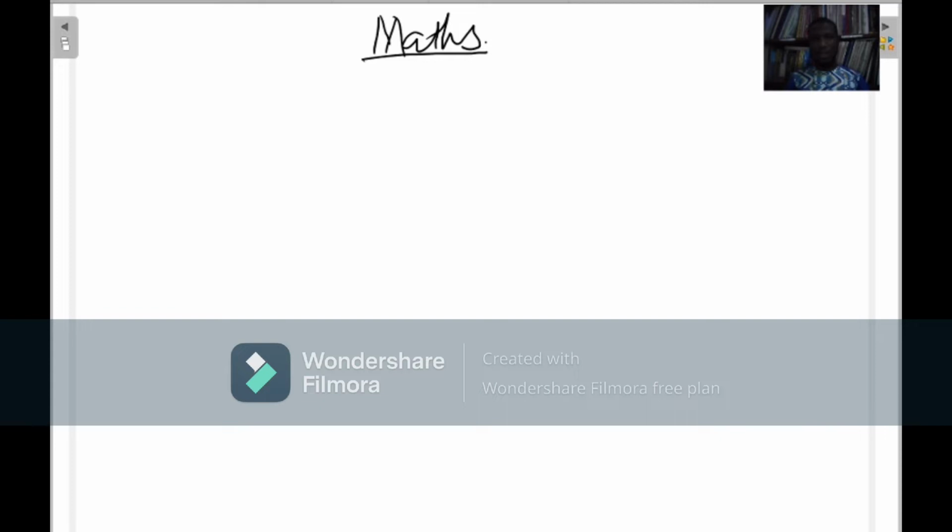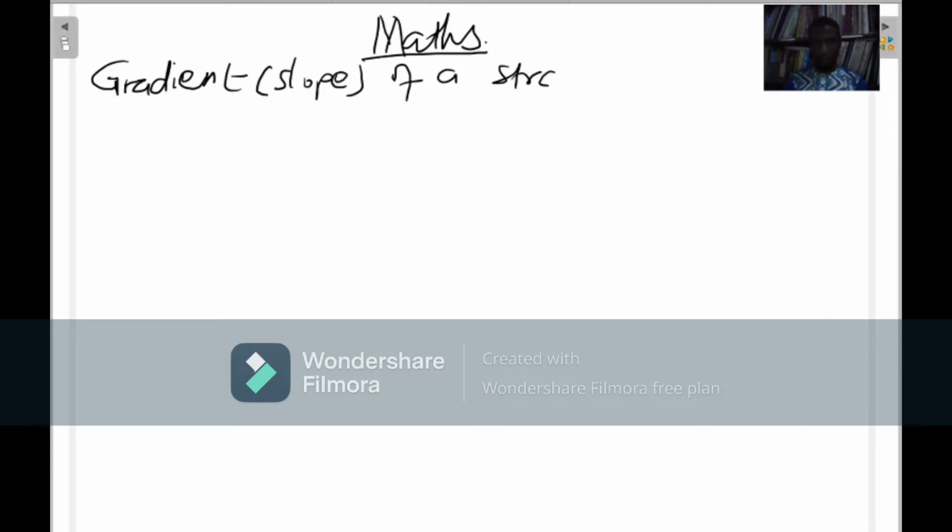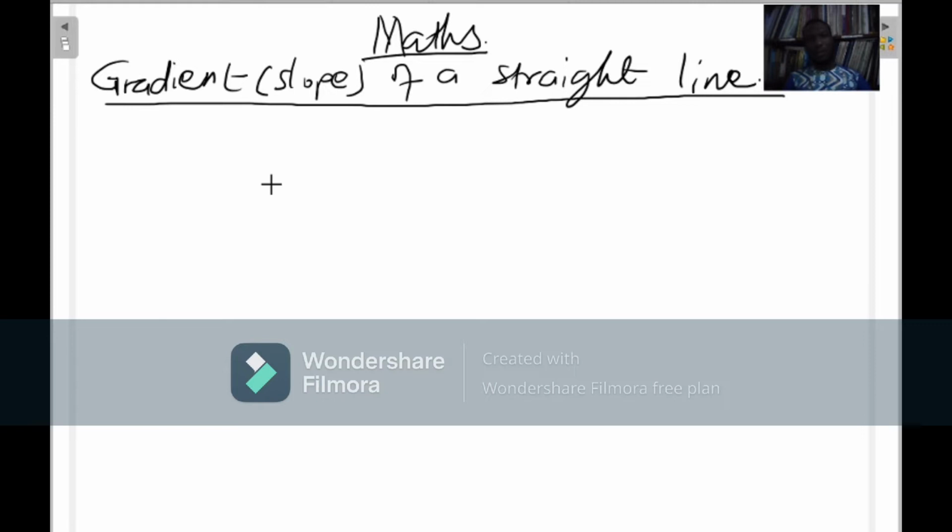Today's study is going to be on the gradient or slope of a straight line. The gradient or slope of a straight line is the measure of the steepness of the line, and it is usually represented with the variable m.